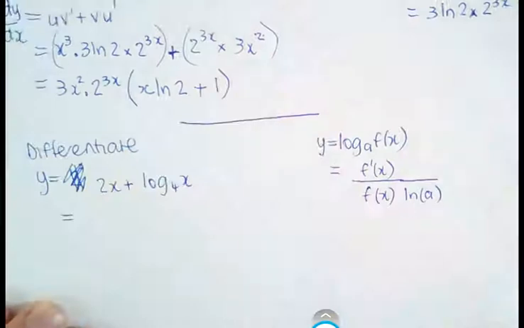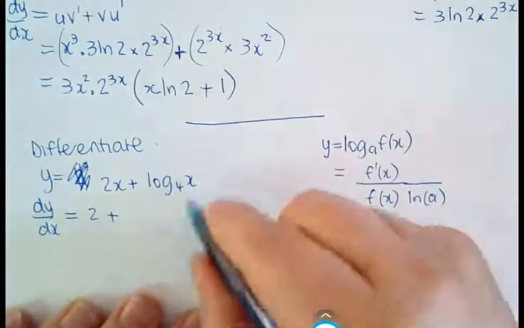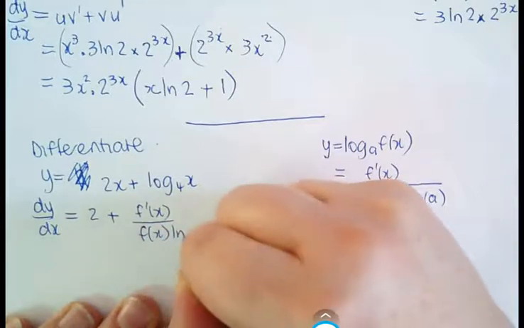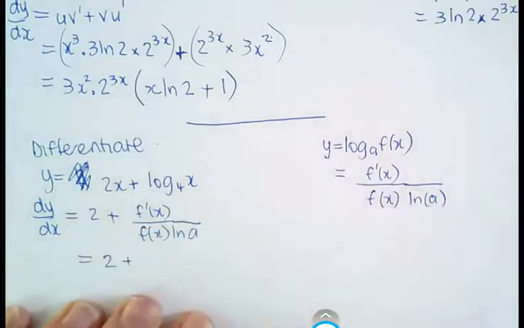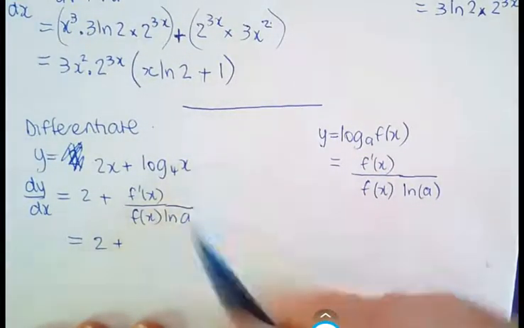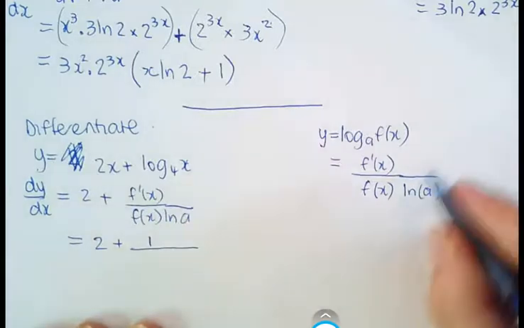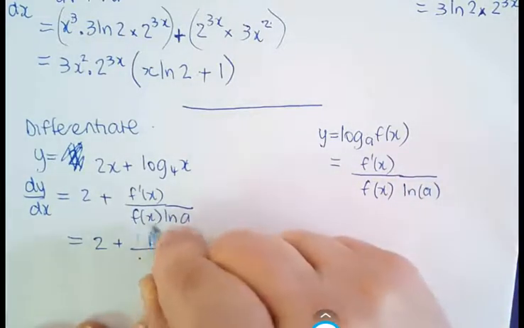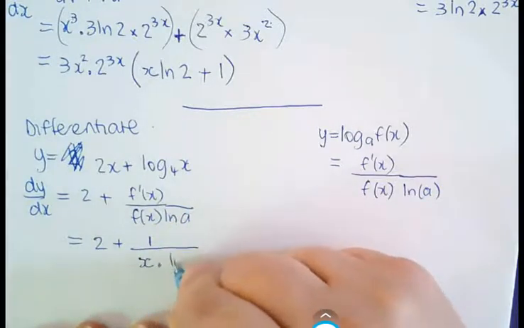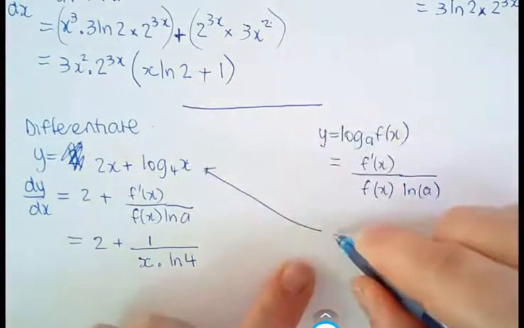So let's go. So what have we got when you differentiate 2x? You just get 2, plus we get f dashed x, I'm going to write it here, f dashed x on f x ln a. And then I'll do it. 2 plus, all right, what's the derivative? What is your function? Your function is x. So what's the derivative? 1 over your function of x is? What's your function? It's x times ln 4.